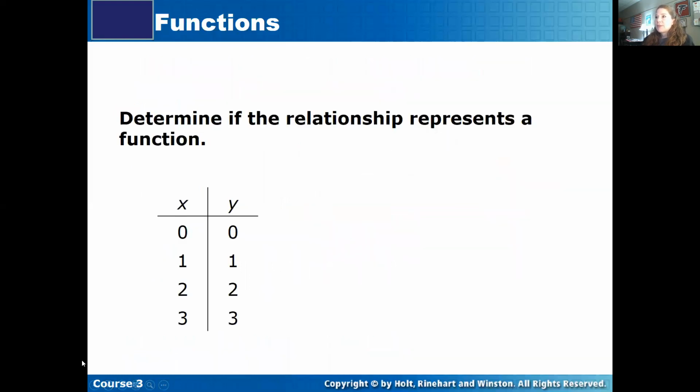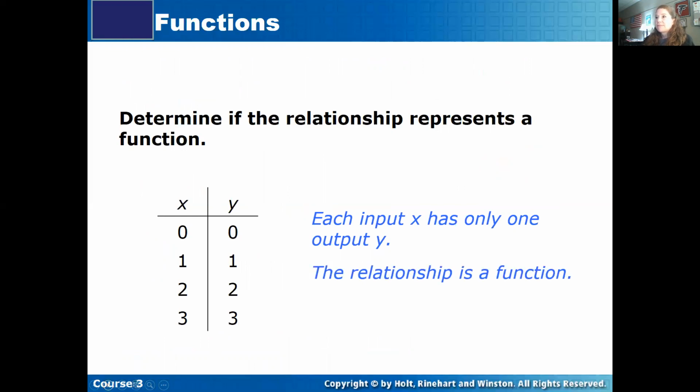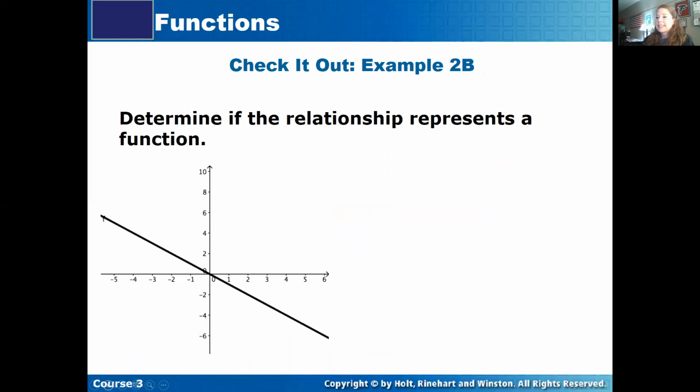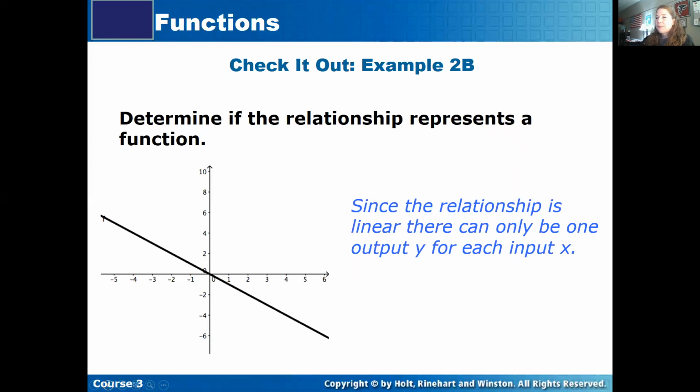All right, it says determine if the relationship represents a function. Well, every x value has exactly one y value, so it is a function, right? What about this? Linear equation. Well, if we did a vertical line test anywhere on my graph, it would only go through that line once. So it is a function.